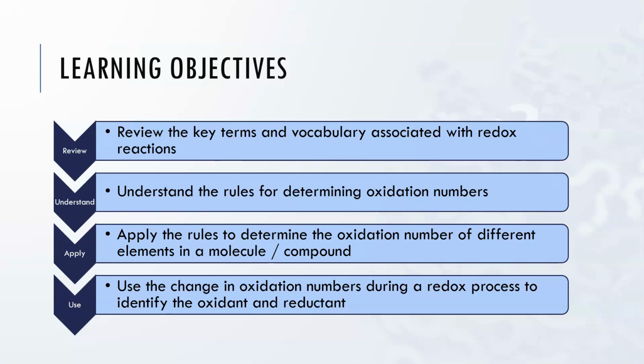Then we're going to practice applying those rules to determine the oxidation number of different elements and use those changes in oxidation numbers to justify whether or not a redox reaction is occurring, as well as being able to identify both the oxidant and the reductant. So let's get started.